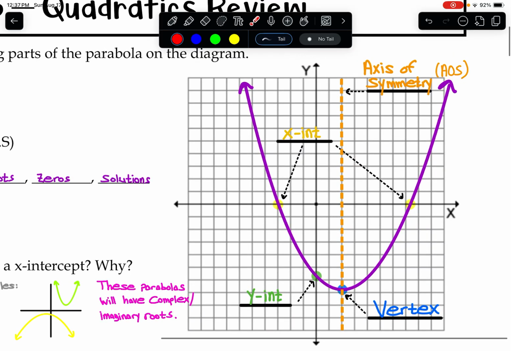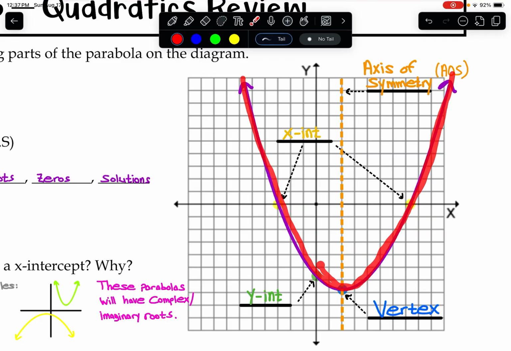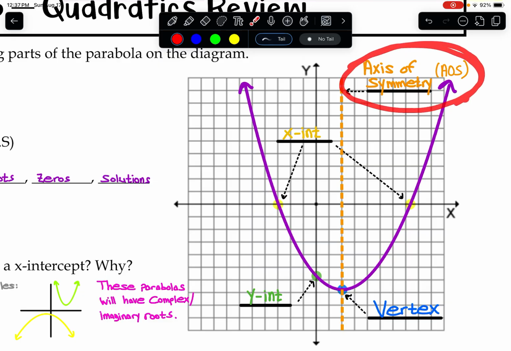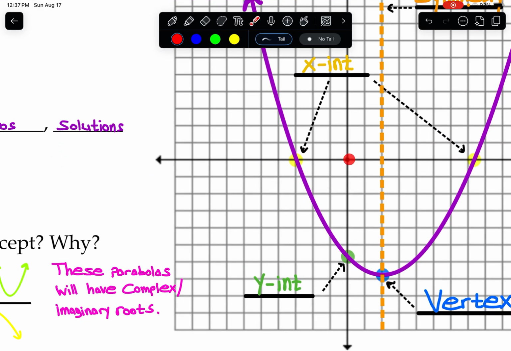When you have a parabola, whether we have a minimum or a maximum, that minimum or maximum we refer to as the vertex. Then through the vertex, we have this vertical dashed line that makes a symmetric parabola, and that's what we refer to as the axis of symmetry, or the AOS. And wherever your parabola crosses the y-axis, of course, that's what we refer to as the y-intercept.